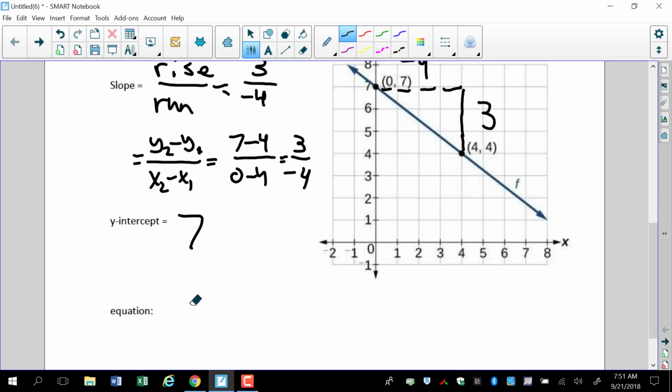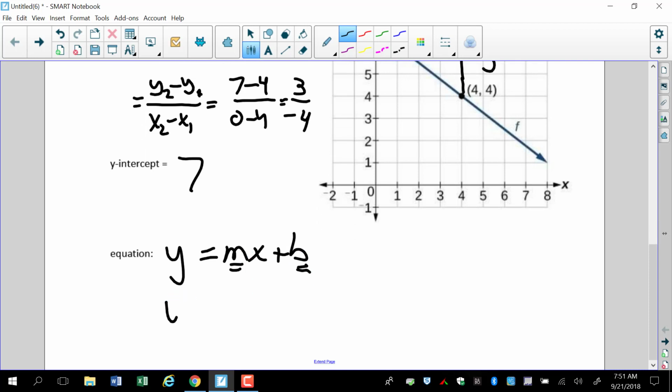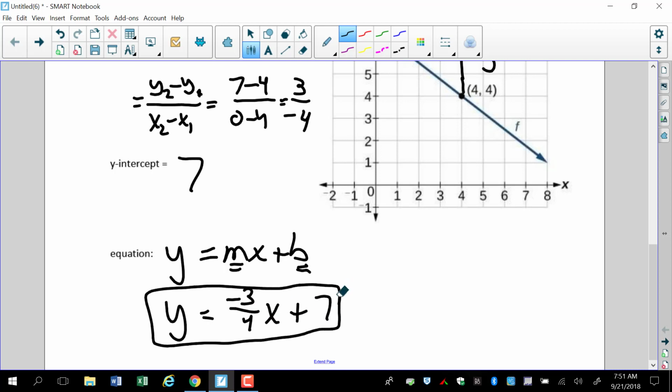So if we know our equation is y equals mx plus b, where m is the slope and b is the y-intercept, you get the equation negative 3 over 4x plus 7. So that's how you would do it using a graph.